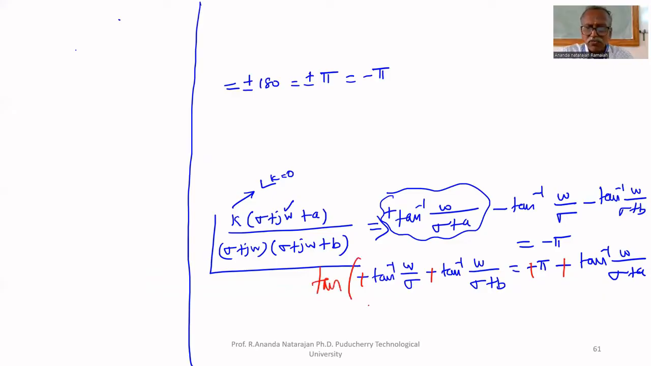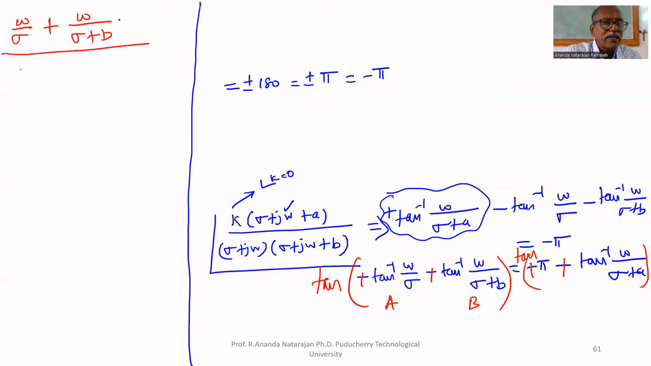Take tan on both sides. Tan inverse of omega by sigma is angle A; let us assume this is A and this is B. Therefore, tan of A plus B equals tan A plus tan B divided by 1 minus tan A tan B. Tan inverse of omega by sigma gives omega by sigma, so tan A plus tan B is omega divided by sigma plus omega divided by sigma plus B, whole divided by 1 minus omega divided by sigma multiplied by omega divided by sigma plus B.